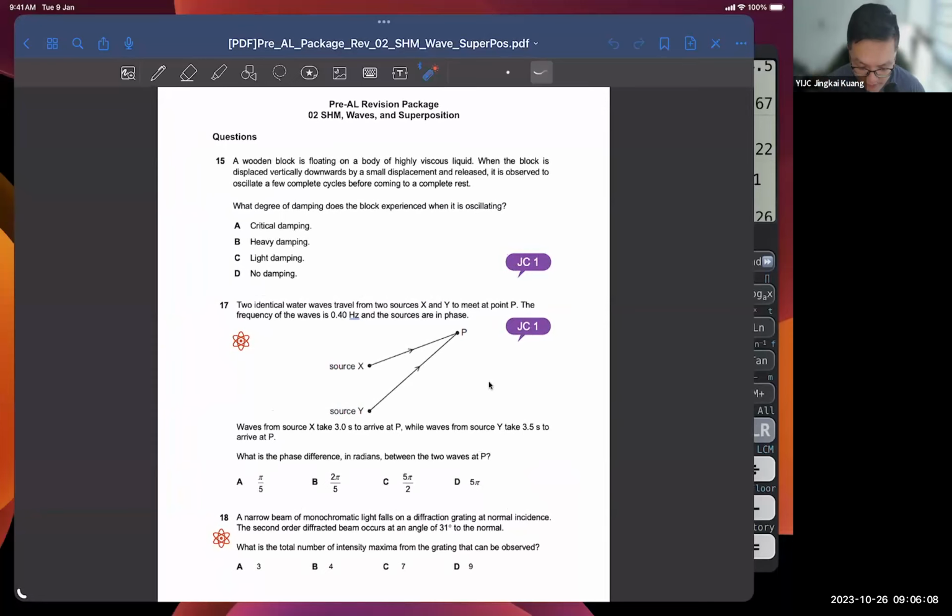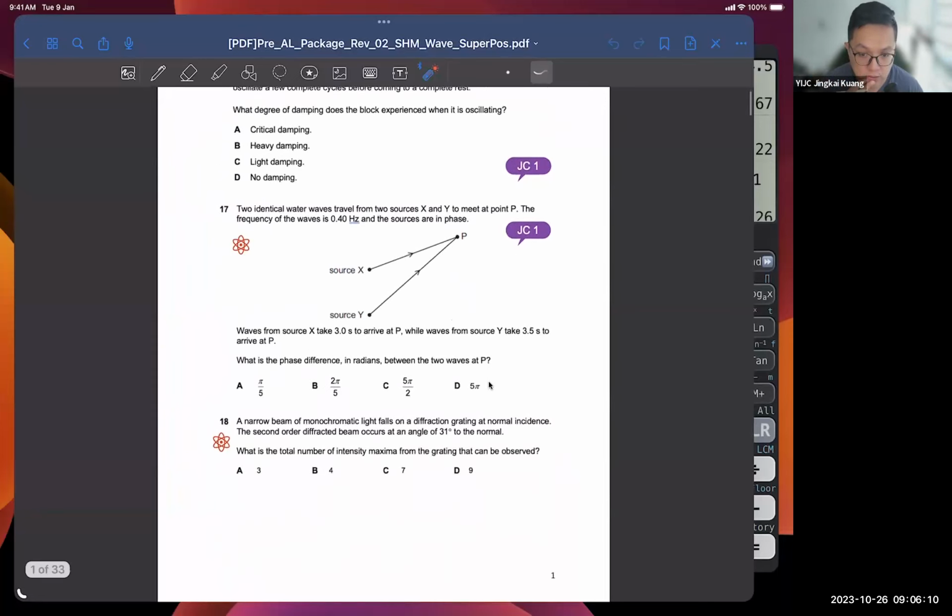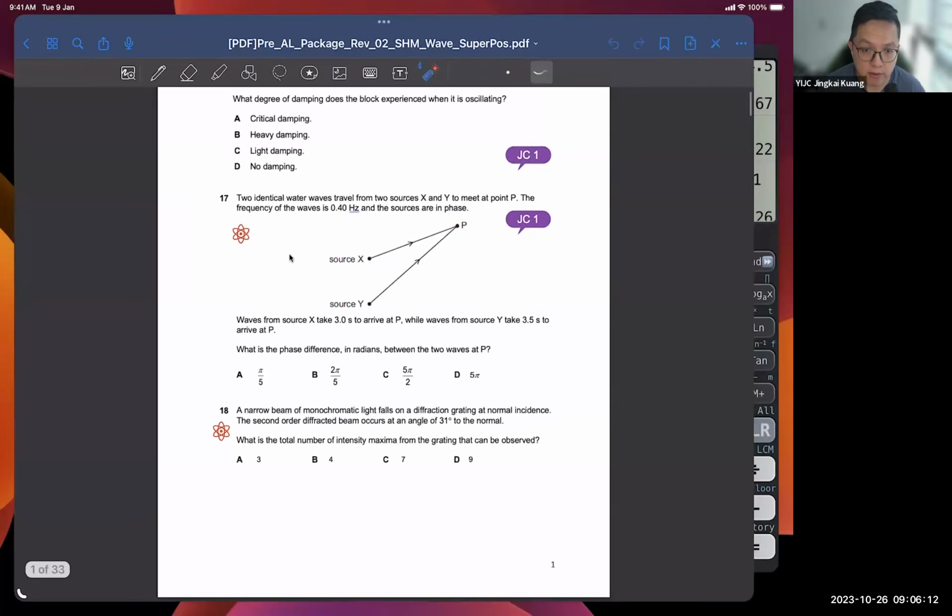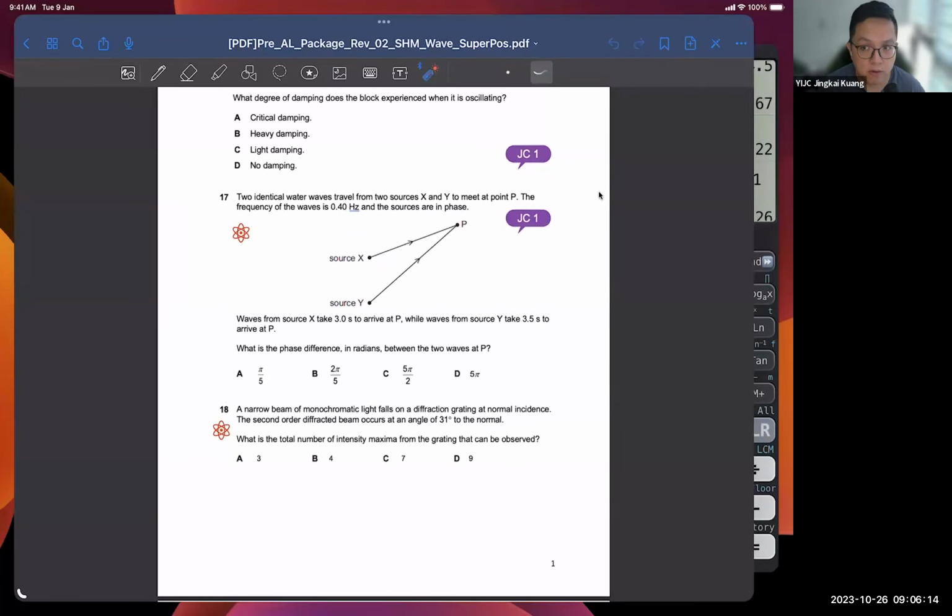Okay, on page one, we have questions 17 and 18. If there's no issue, we'll just go through both of them. Is that okay for you? If you want, you can type and check on yourself.